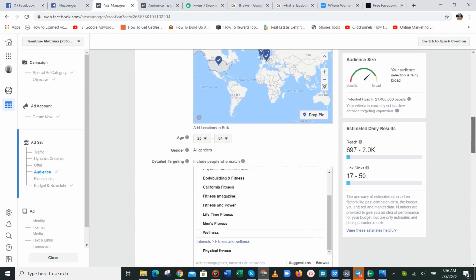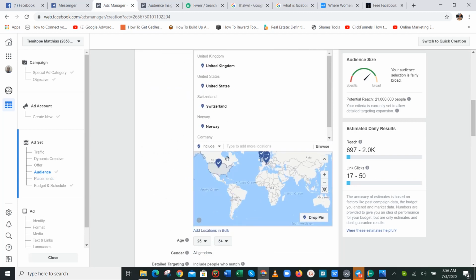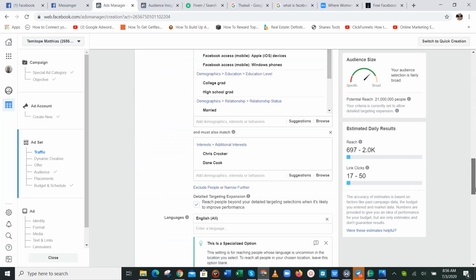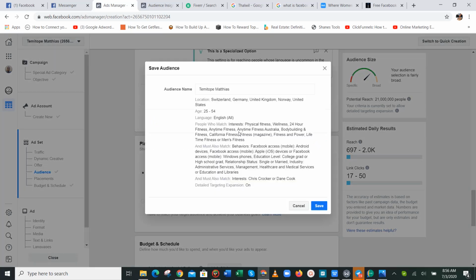So you can see all you have been setting up, everything. It will show the map of those locations. You can see the map, you can see everything you have been setting up since morning. So now save audience. Let's save it now. Let's give it a name.